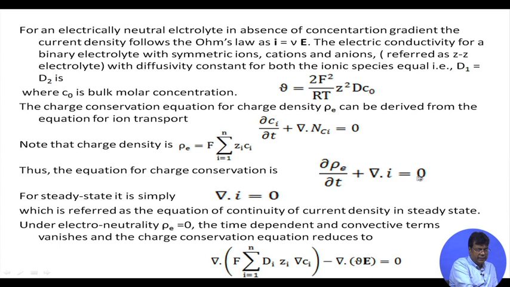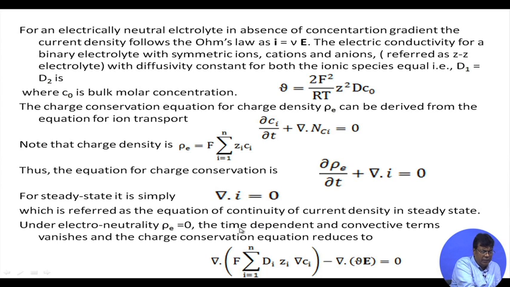Now, if it is a steady state, we have the time derivative as 0. So, what we have is divergence of I is 0 at any point within the electrolyte medium. So, this is also referred to as the equation of continuity of current density in steady state. We can say this is the continuity equation for the current density.